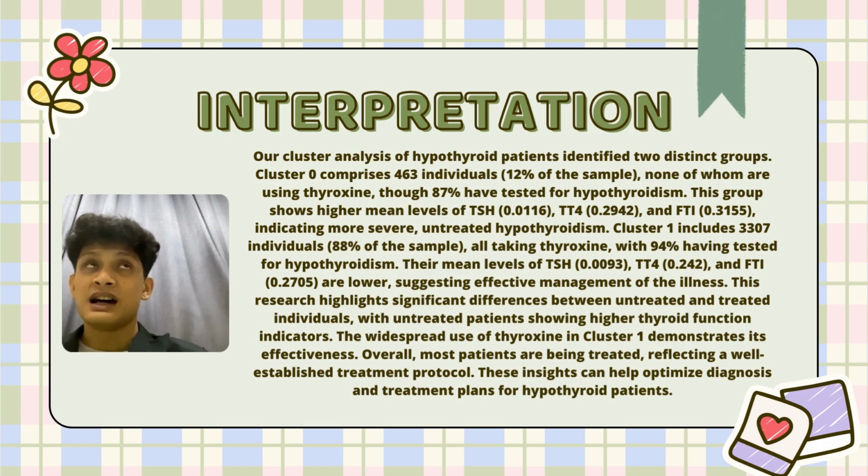This means TSH, TT4 and FTI levels are slightly lower in this cluster, indicating that these patients are likely managing their illness with therapy. Next, this research suggests that cluster 0 is most likely made up of individuals who have been diagnosed with hypothyroidism but have not yet begun the treatment, as demonstrated by the elevated thyroid function indicators. Cluster 1, however, contains patients who are already taking thyroxine and have better control of their thyroid function levels.